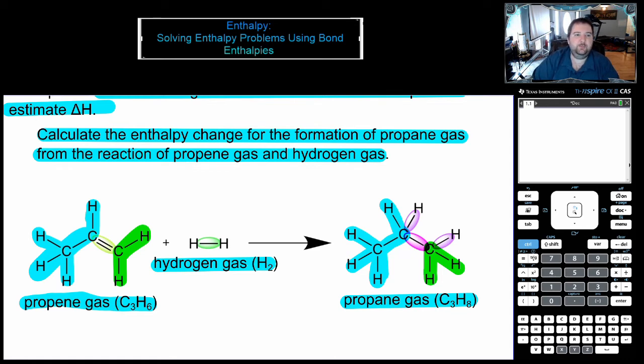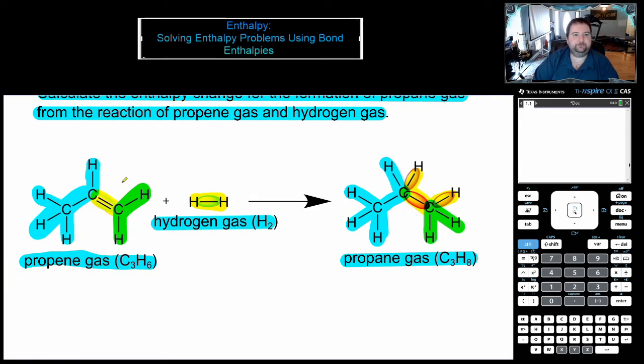What do need to get broken? Well, I already kind of had them highlighted, right? This carbon-carbon double bond has to be broken. It doesn't exist on the right-hand side. And this hydrogen-hydrogen bond has to be broken. It doesn't exist on the right-hand side. And what needs to be formed? Well, we need 1 carbon-carbon single bond and 2 carbon-hydrogen single bonds.